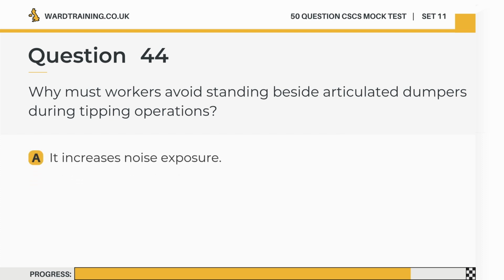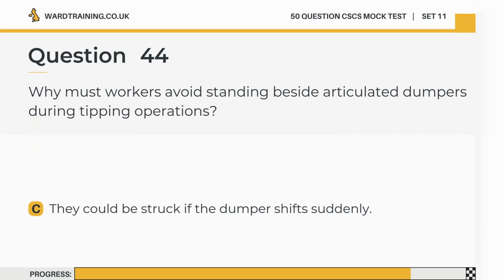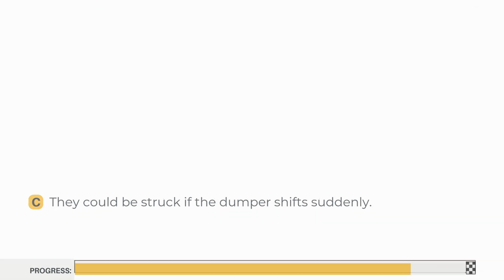A. It increases noise exposure. B. Dust may be thrown up during tipping. C. They could be struck if the dumper shifts suddenly. D. It restricts the driver's mirror view. The correct answer is C. They could be struck if the dumper shifts suddenly.